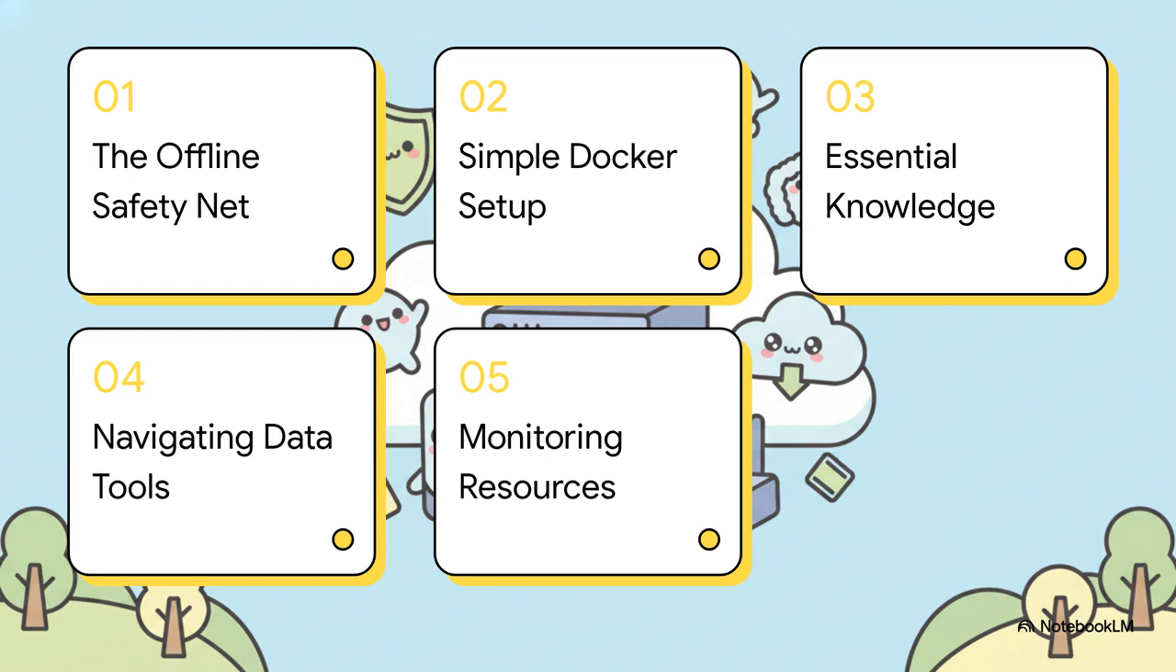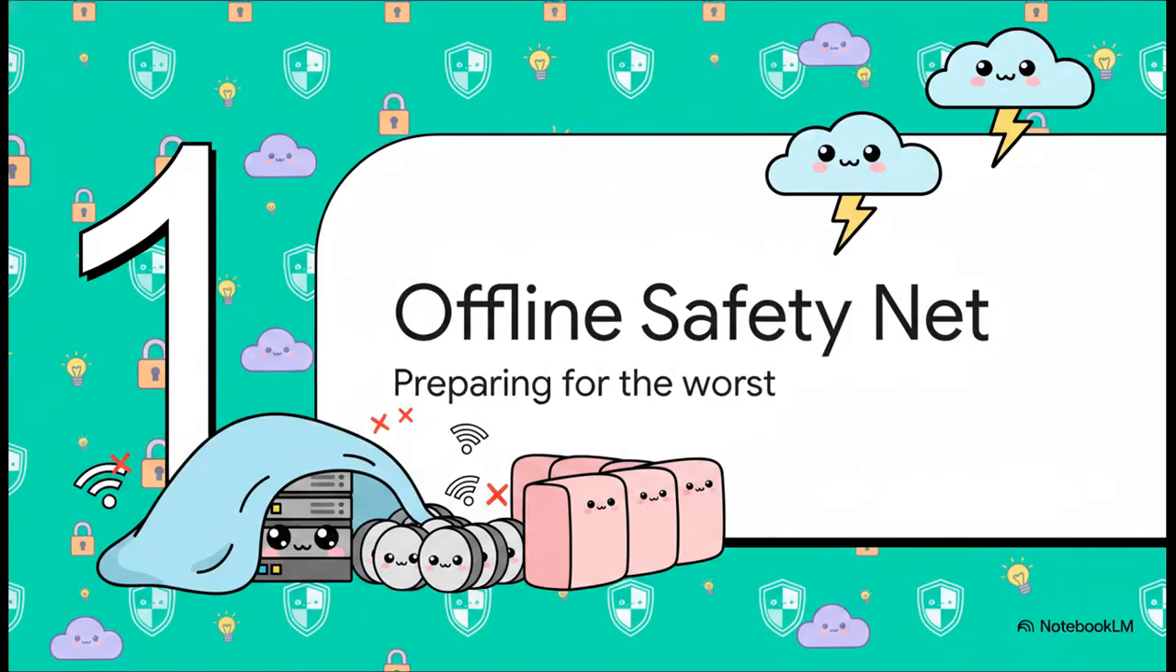So here's our roadmap for today. We'll start with the offline safety net, then look at simple system and Docker setup, move into essential knowledge installations, check out navigating the data tools, and finally, wrap up with monitoring system resources. All right, let's jump straight into Section 1, the offline safety net.